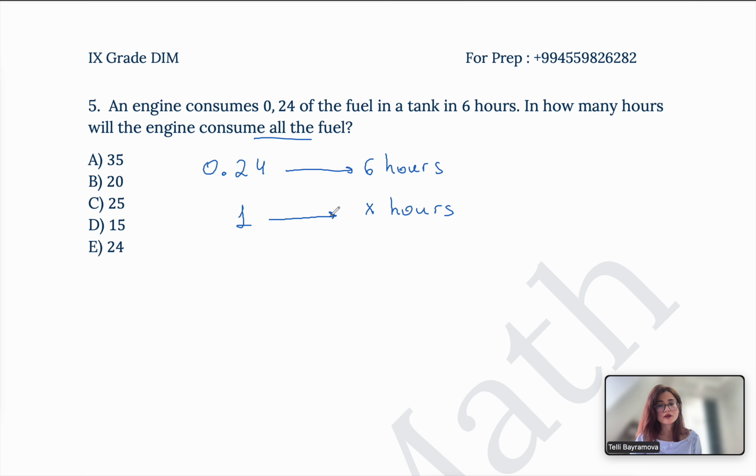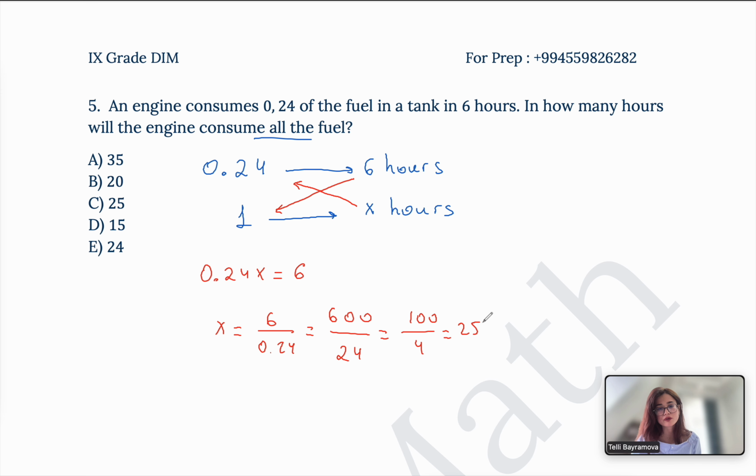The whole. Then cross multiply. Cross multiplying, guys, just x times 0.24, 0.24x equals 1 times 6. So x equals 6 over 0.24, which equals 600 divided by 24. Both are divisible by 4, so 600 divided by 4 is 25, which is answer C.